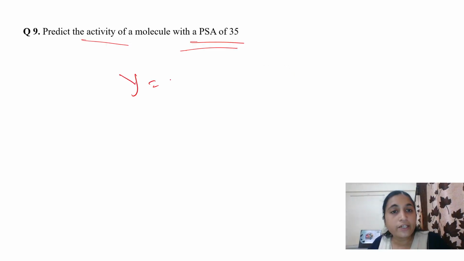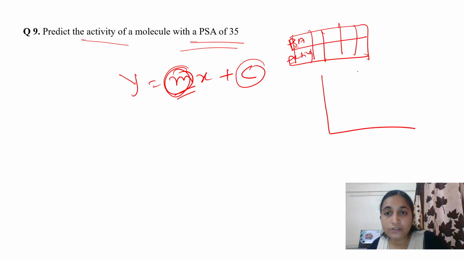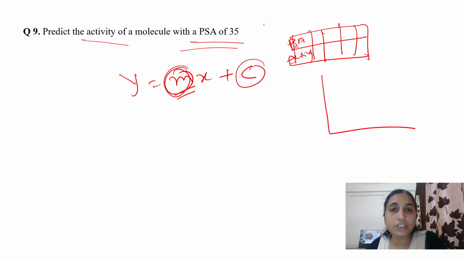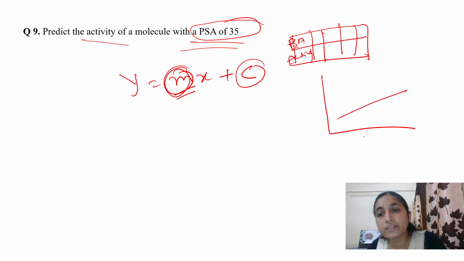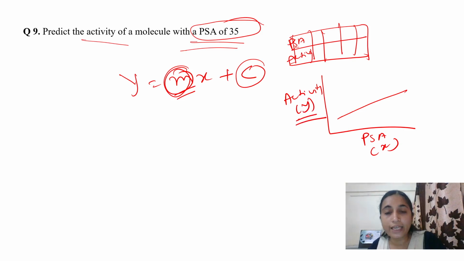This you know, right? y equals mx plus c. This is the slope m. In the question, PSA and activity are given, right? In question 7 it's given. And now in this question 9, PSA 35 is given. We made one graph there, with the PSA value on the x-axis and the activity value on the y-axis. I have shown one graph, right?